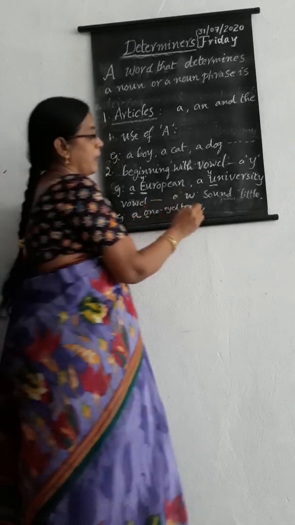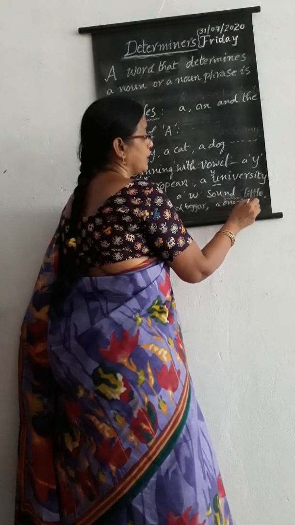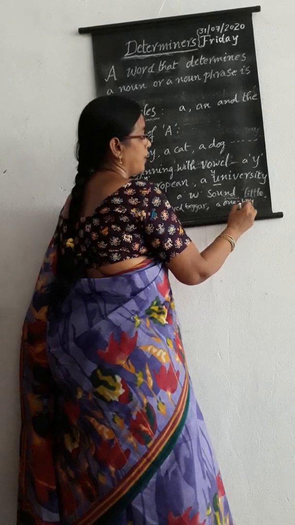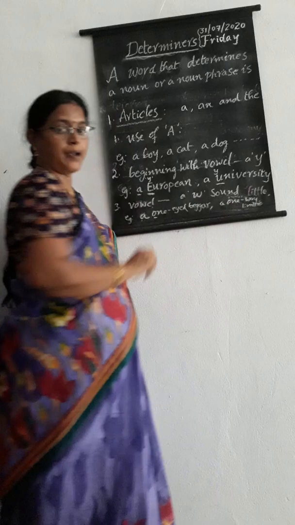A one-eyed beggar. A one-way traffic. A word beginning with a vowel but it gives a W sound. One-way traffic. Then we have to use the indefinite article A.